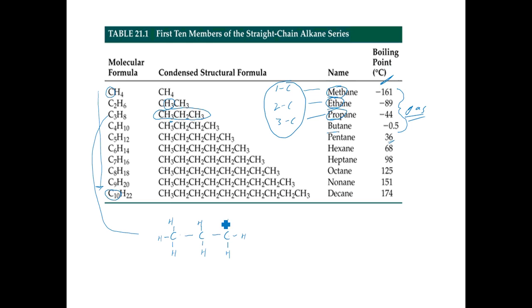And again, if we make this even longer, so if we do have paraffin wax, which is C25H52, this one here is now going to have such a high boiling point that it is going to be a solid at room temperature.